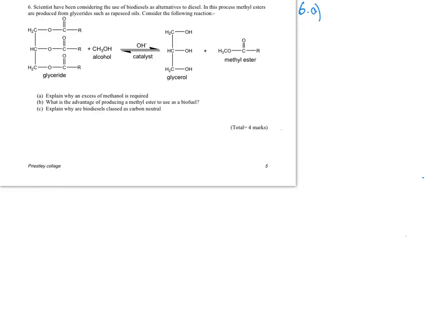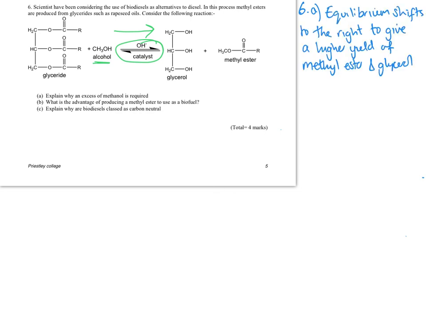Scientists have been considering the use of biodiesel as an alternative to diesel in this process. Methyl esters are produced from glycerides such as rapeseed oils. Consider the following reactions. Explain why an excess of methanol is required. Well, if you have a look, we have a reversible reaction. If we put an excess of methanol in there, the system is going to try and reduce the amount of methanol by moving the position of equilibrium to the right, which is going to give you a higher yield of glycerol. And of course a higher yield of the methyl ester, which is biodiesel, which we're trying to produce.